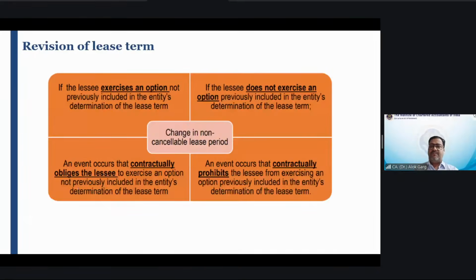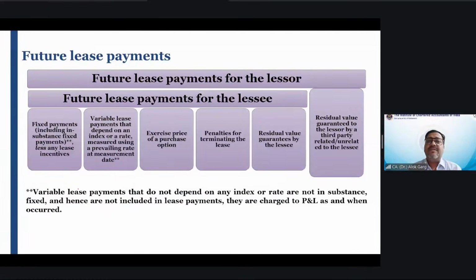Then we discussed the lease payments. The lease payment is again very important. What is a lease payment from the lessee perspective? There are 5 lease payments: 1, 2, 3, 4, 5. From the lessor perspective, it is 5 plus 1. From the lessor perspective, all these 5 plus this one. Okay. This is the lease payment.